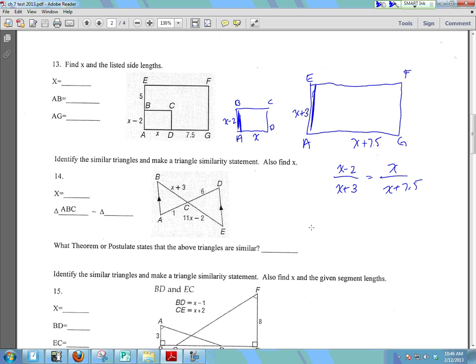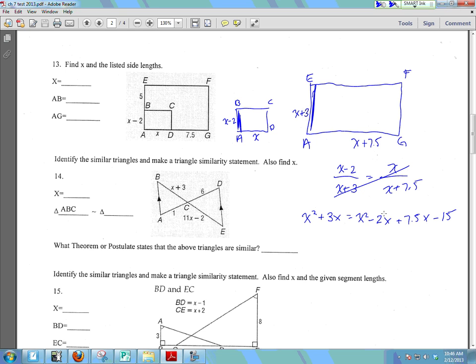Now, when you cross multiply, you're going to get x squared plus 3x going right there. And then the other side, or the other product, is going to be x squared minus 2x. So x squared, x times x, minus 2x. And then plus 7.5x minus 15.